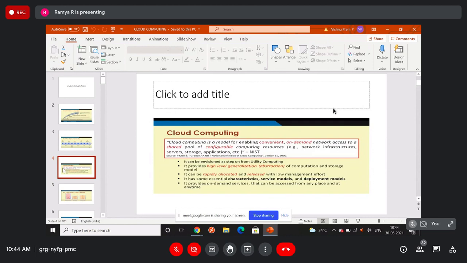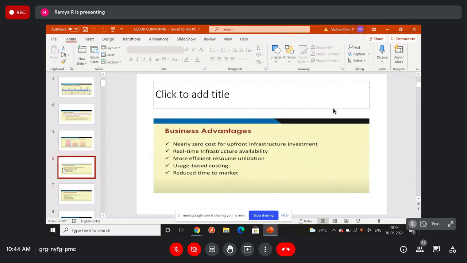Okay, so next, what are the business advantages if you are going with the cloud? Nearly zero cost for upfront infrastructure. You don't need to buy any infrastructure. So you want to store the data. Just see, we have only one PC. In that one PC, we have 1 terabyte of space. We stored everything there. But in companies, they have large projects and everything.